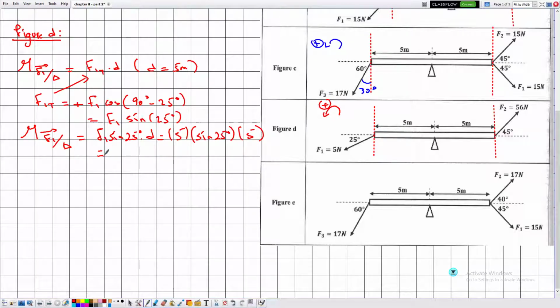Plugging this on the calculator, the value of the moment of F1 produced on the axis delta is 10.57 Newton meter. So the moment of F1 produced around delta is equal to 10.57 Newton meter. So this is it for the force F1.